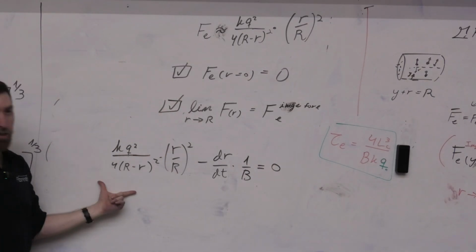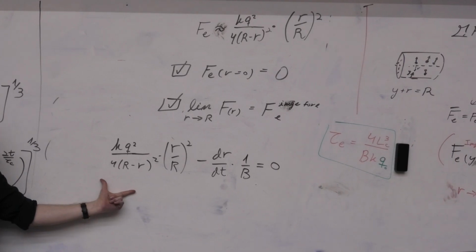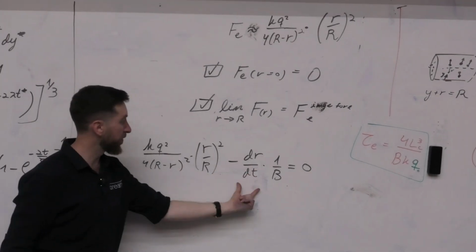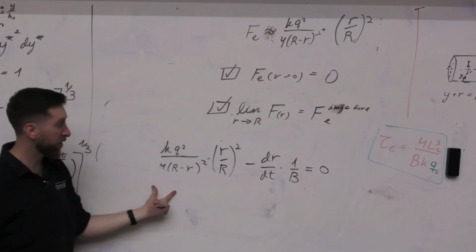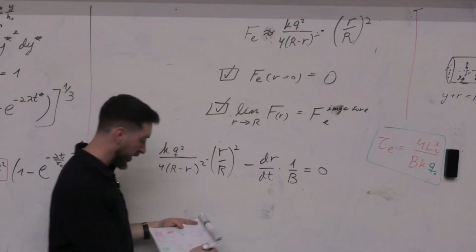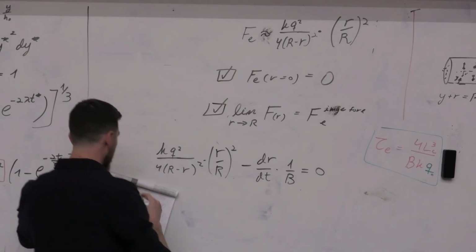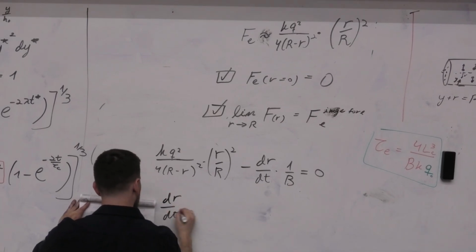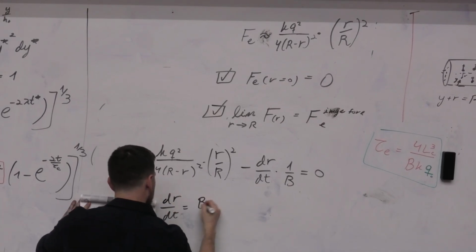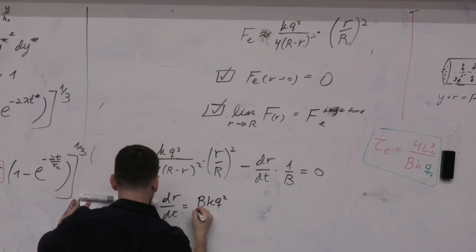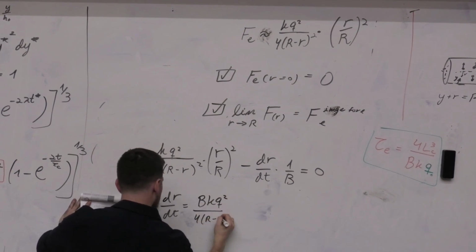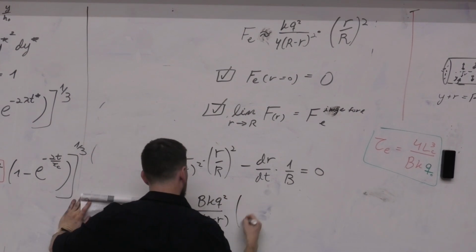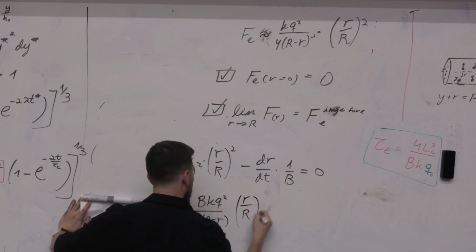You see? So I can solve this equation, right? I have a derivative, it's a simple ODE. I can do again separation of variables, right? So I can reorganize the equation and get dr/dt equal to bkq² 4r minus r to r squared.